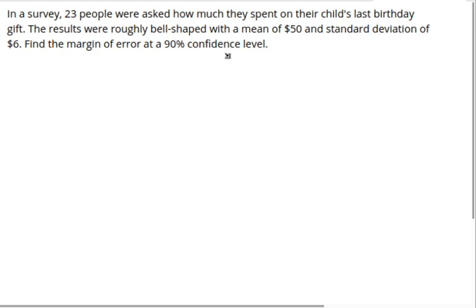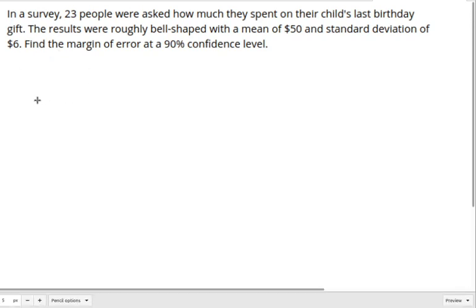So the first thing to realize is that, because we're talking about a mean and we don't know anything about the population mean or the population standard deviation, this tells us that we are dealing with a t distribution. Spell this, t distribution.